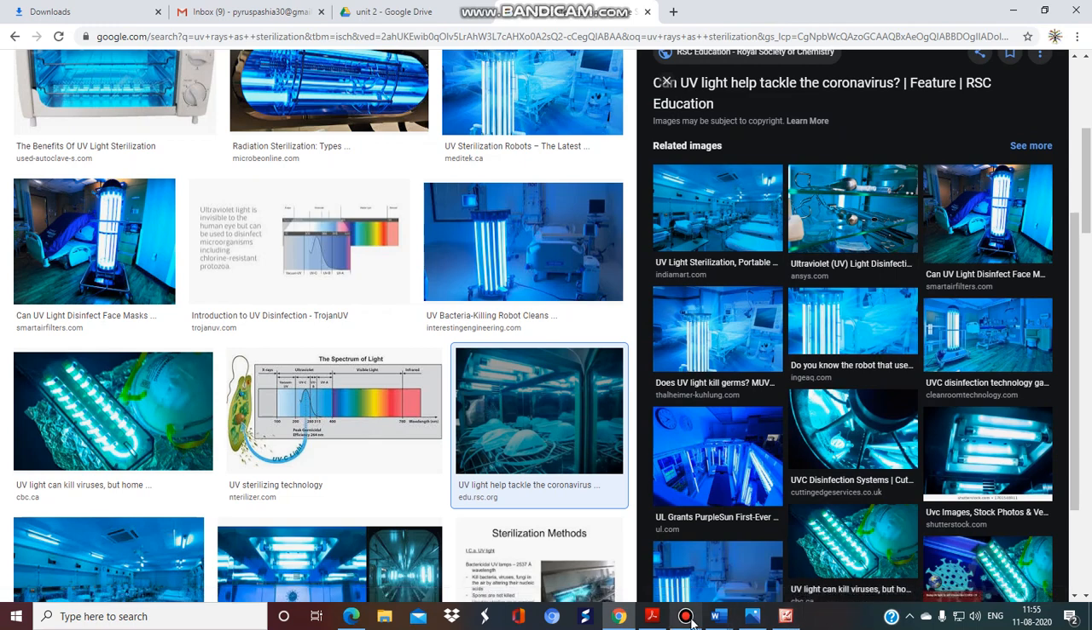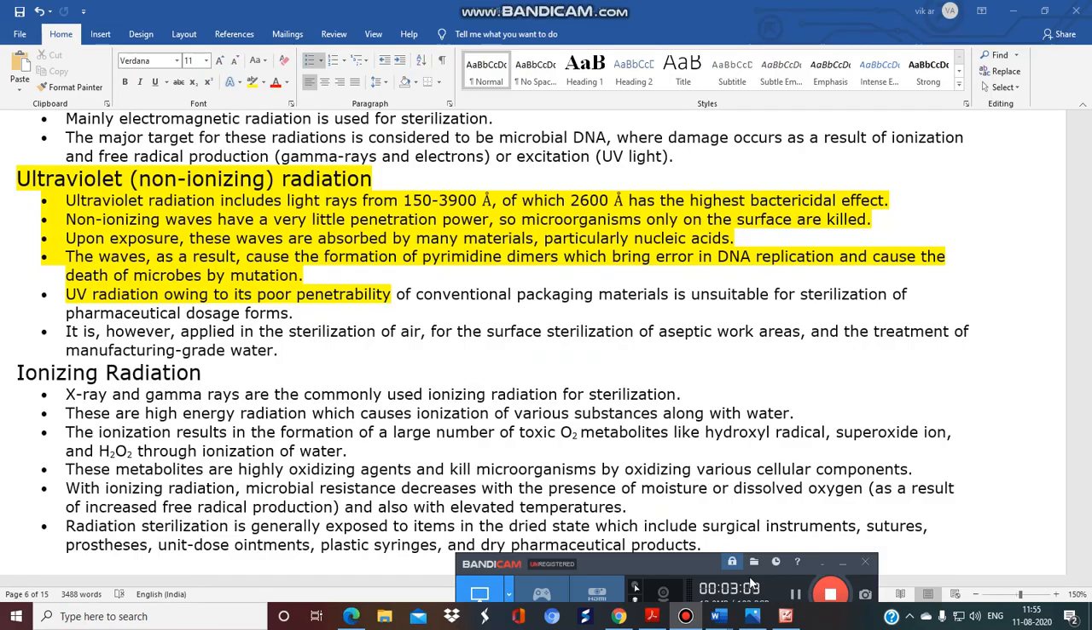Just see this. The non-ionizing waves have very little penetration power, so microorganisms only on the surface are killed. Upon exposure, these waves are absorbed by the genetic material, particularly the nucleic acid. As a result, pyrimidine dimers are formed, which bring errors in DNA replication and cause the death of microbes by mutation.